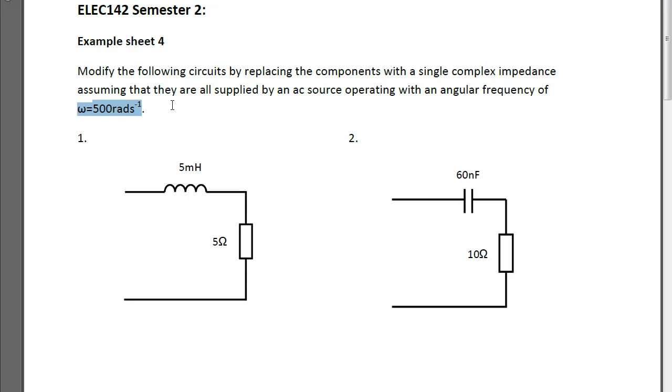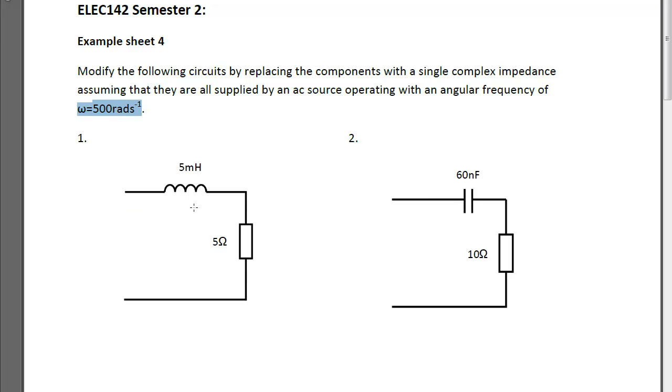So that's really important. You're asked to modify the following circuits by replacing the components with a single complex impedance, assuming they're all supplied by an AC source operating with an angular frequency of that 500 radians per second. When you're working out complex impedances, they're dependent on frequency, and we're told for all of this problem sheet that it's this one constant frequency. This is our omega value.